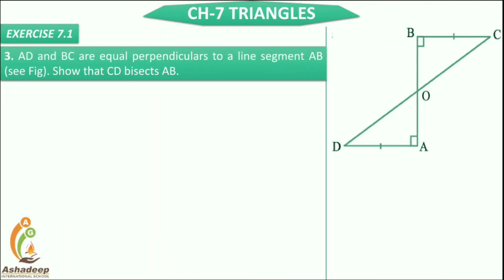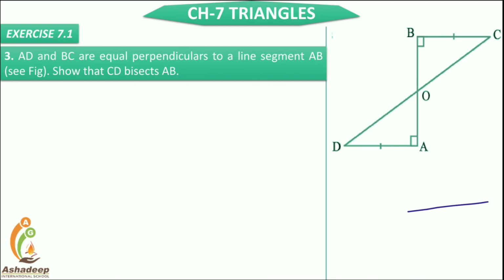Now see in this, AD and BC are equal and perpendicular to the line segment AB. Show that CD bisects AB. So we need to show that CD bisects AB. इसको bisect अगर वो कर रहा है तो हमको क्या प्रूव करना है कि भाई OB और OA कैसा होना चाहिए, इक्वल. अगर ये लाइन इसको bisect कर रहे हैं तो हमको प्रूव क्या करना है कि ये दोनों इक्वल है, that BO is equal to OA.